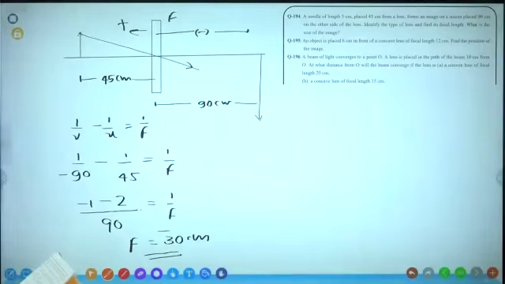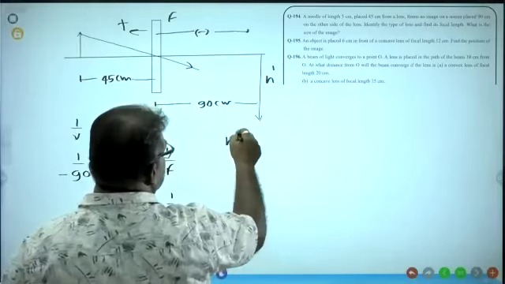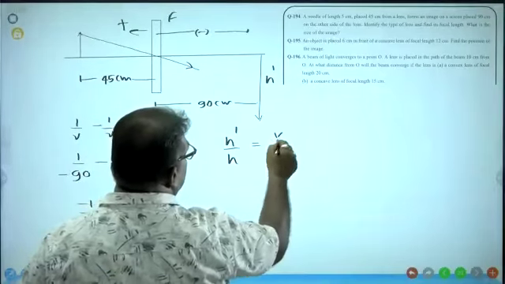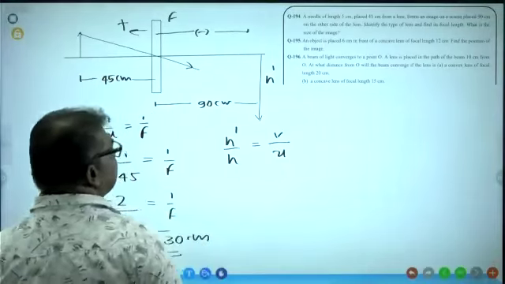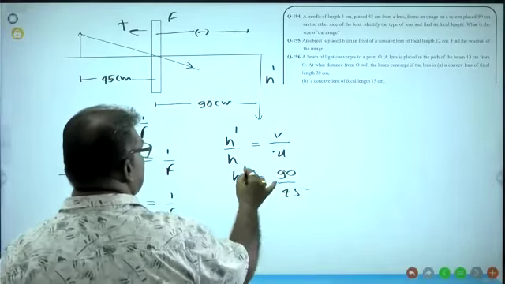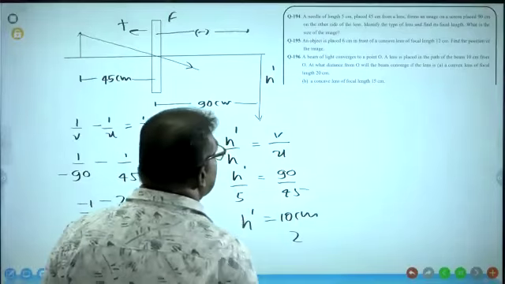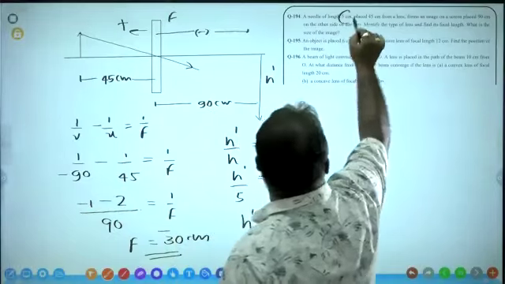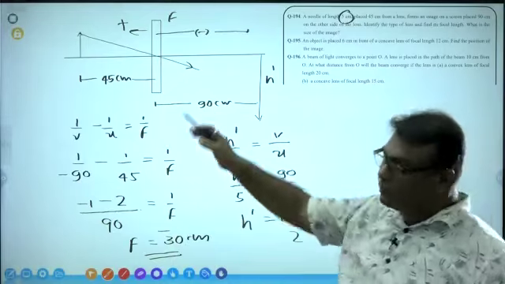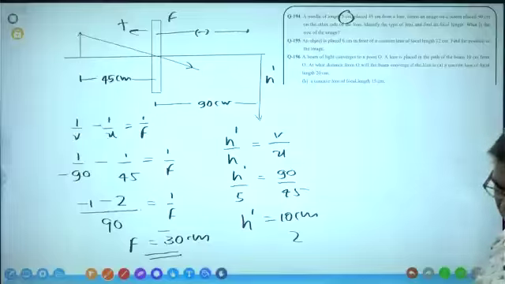Can we complete now? An object is placed 6 centimeter in front. What is the size of the image? Image height over objective height is image distance over objective distance. It would be 90 over 45, then h dash over 5. H dash becomes 10 centimeter. Twice of now. Magnification doubled, 90, 45. Right. Let's take 195.